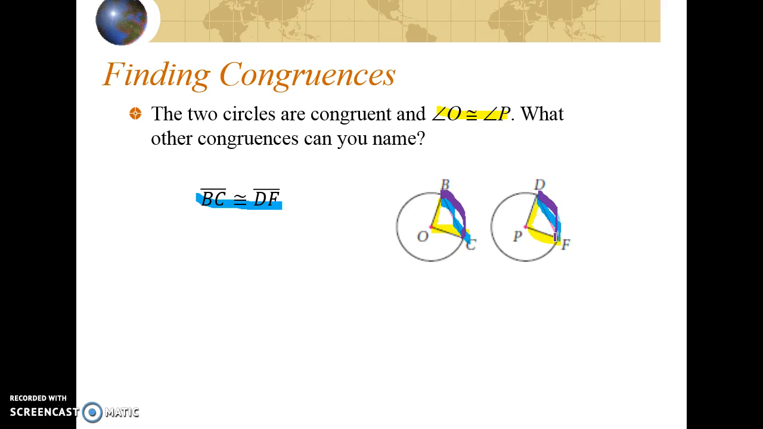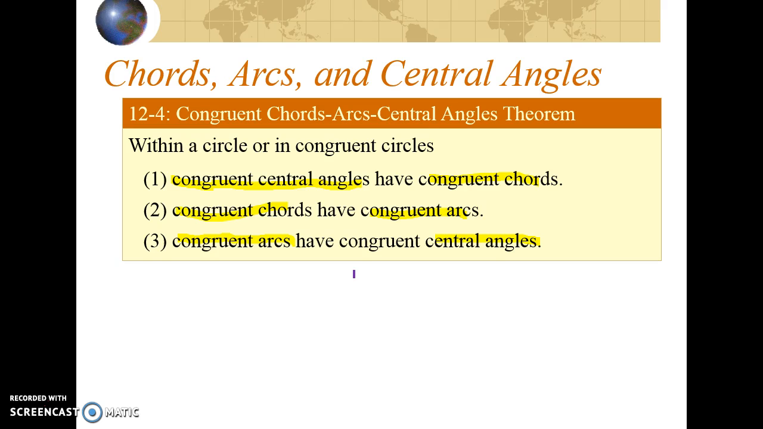And again, when we're talking about arcs, we use this notation. We use the arc symbol to show that we're talking about an arc and not a chord or segment. So those are the three congruencies. Now, going back to what was on the slide before, oops, not sure how quickly I can do that. I'm going to have to go back a few spaces.